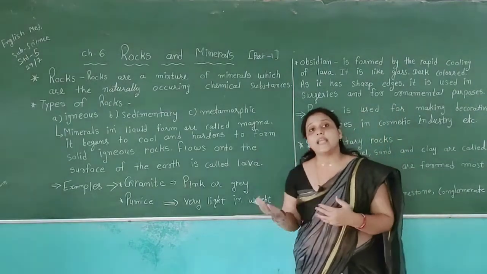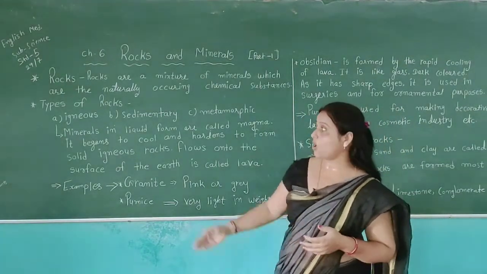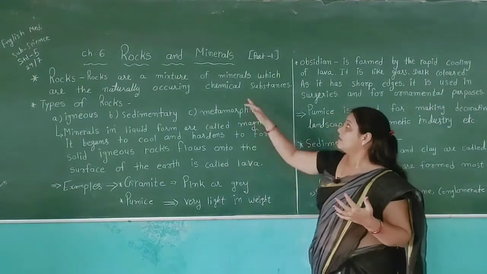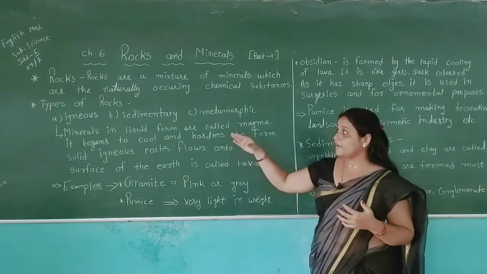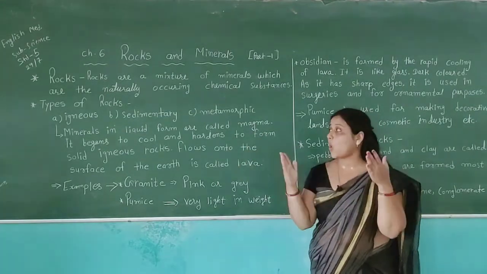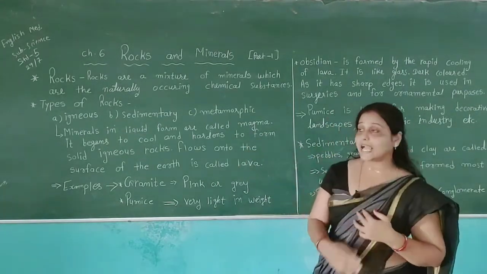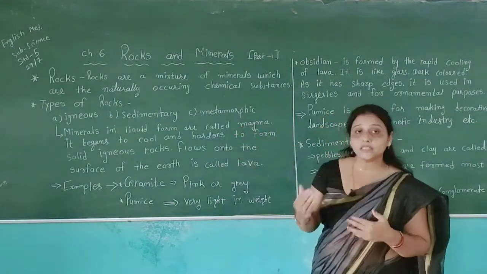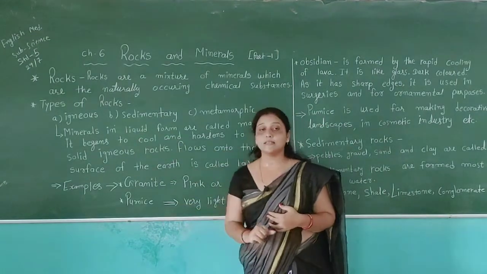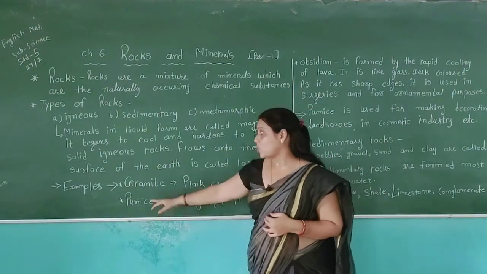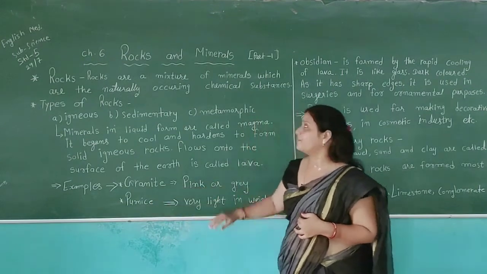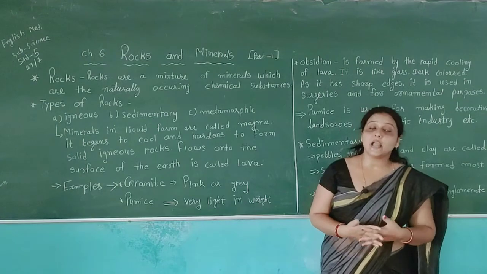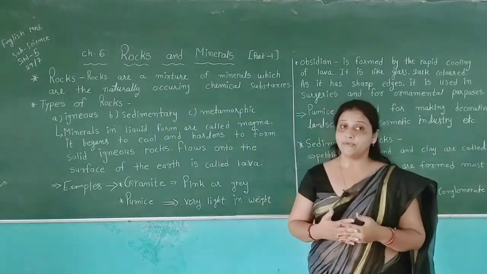So students, we have discussed rocks. Rocks are a mixture of minerals, which are naturally occurring chemical substances. Then we discussed the types of rocks. We have a total of three types: igneous, sedimentary, and metamorphic. First we discussed igneous, which has three types: granite, pumice, and obsidian. According to their features, they are used in different ways.